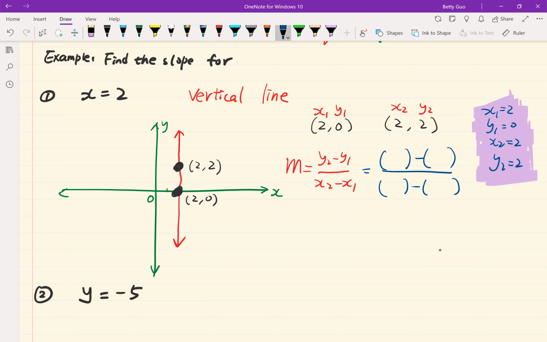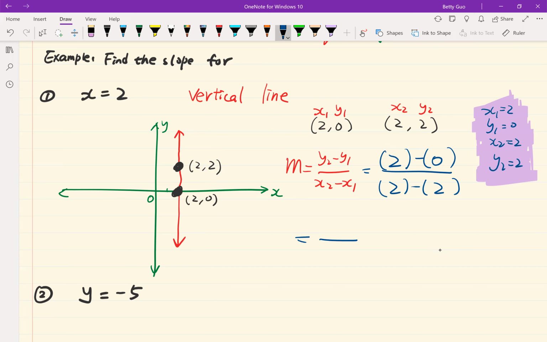Plug the values in the parentheses. We saw this earlier, right? Tell me please, what's y sub 2? Y sub 1. X sub 2. X sub 1.